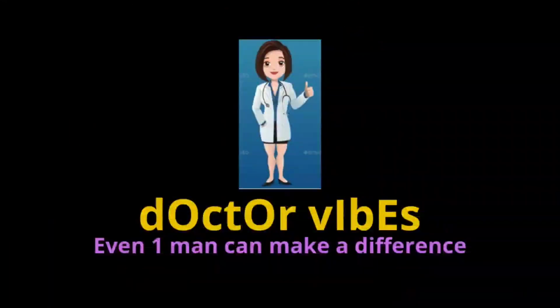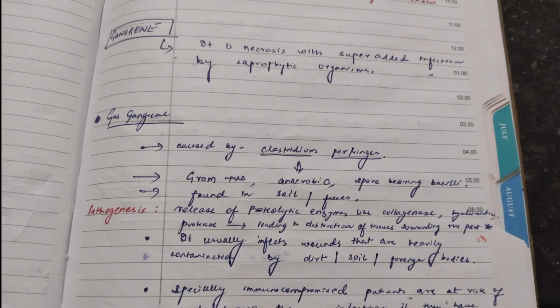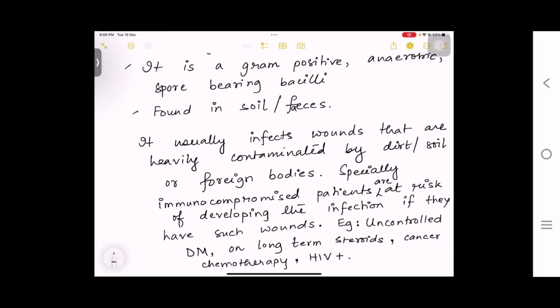A learning point. In this video we will study about gangrene, especially gas gangrene. So what is gangrene? It is necrosis with superadded infection by saprophytic organisms. Now what is gas gangrene? Gas gangrene is caused by Clostridium perfringens, which is a gram-positive anaerobic spore-bearing bacilli. Now these Clostridium perfringens are found in the soil and the feces.